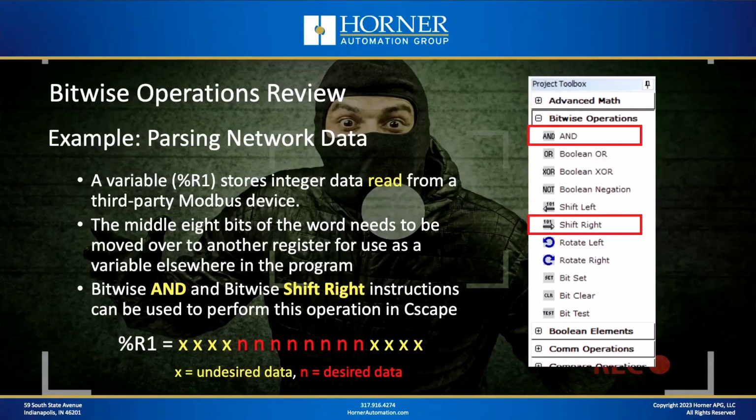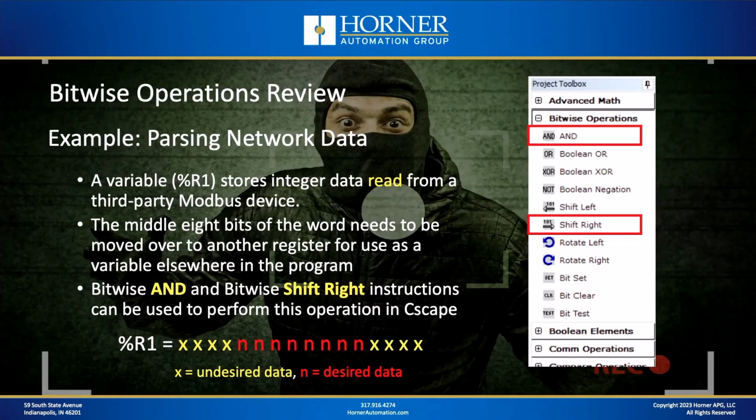Now, as it turns out, within that 16 bits of data is 8 bits of data that we care about. And let's say in our example, those 8 bits are smack dab in the middle. Not the lower 8 bits, not the upper 8 bits, but the 8 bits in the middle. And maybe that's data we want to separate from the word and store as a separate piece of information. So to do that, we're going to use a couple of bitwise operations.